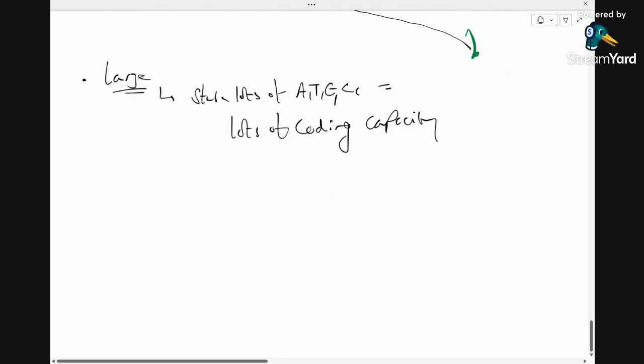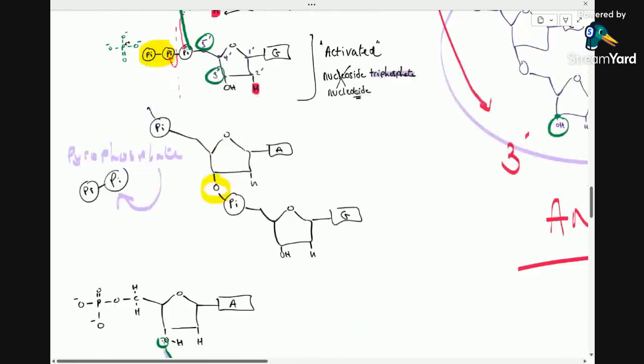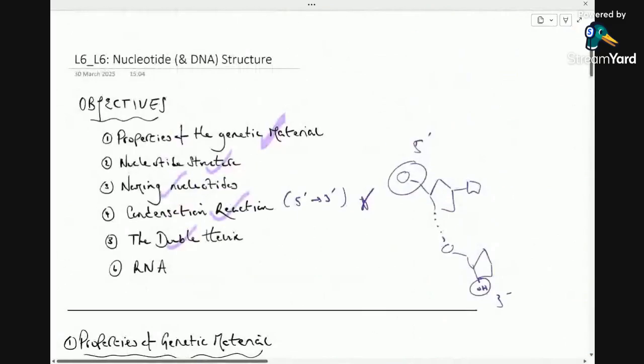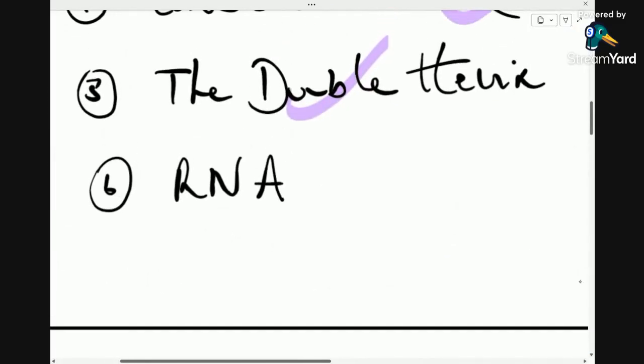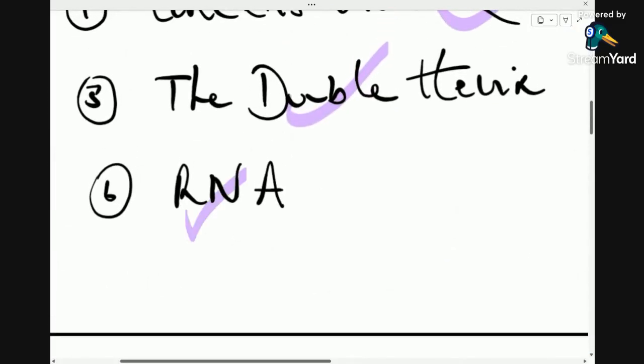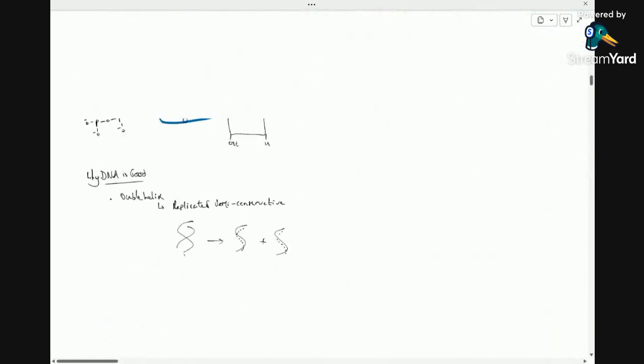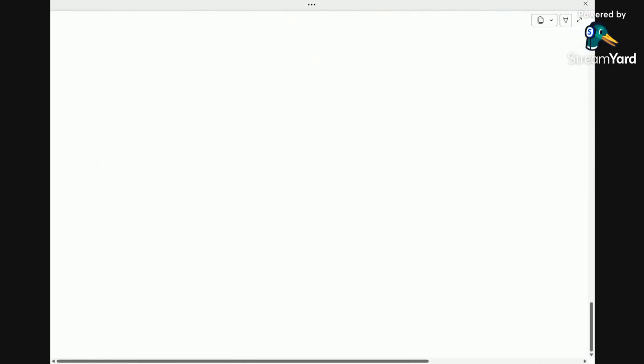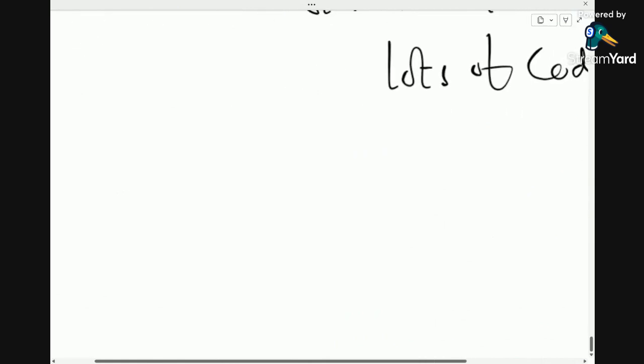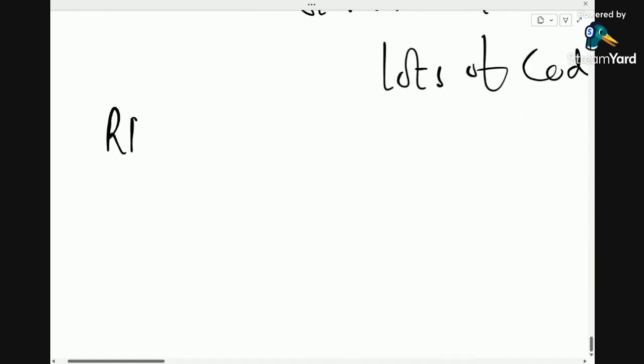Right, final thing. We might have done this in about an hour, I'm guessing, without checking the time. But we need to cover RNA, and this will be done in literally a minute or so. All you need to know is the differences, and we'll talk more about RNA when we do replication, transcription and translation. You need to know that it is single-stranded.